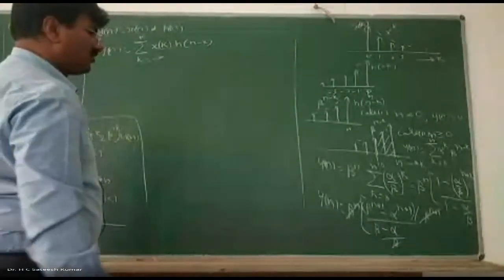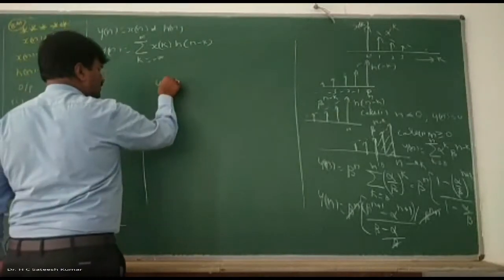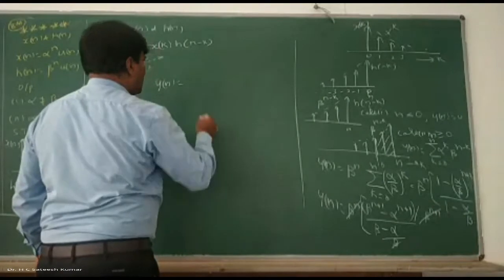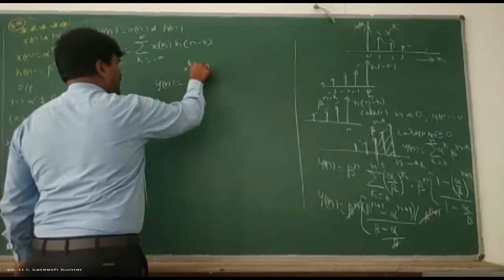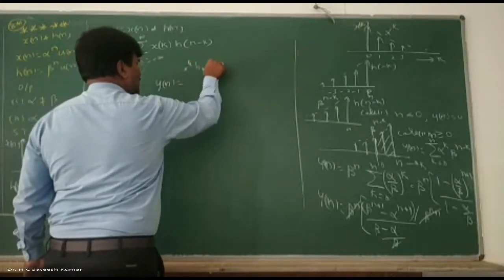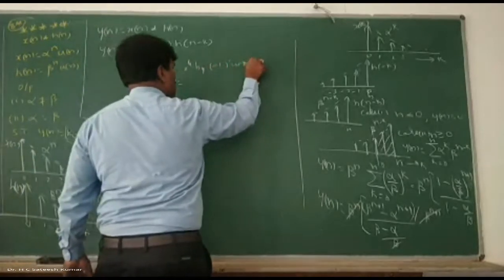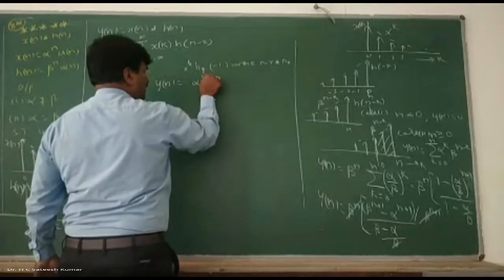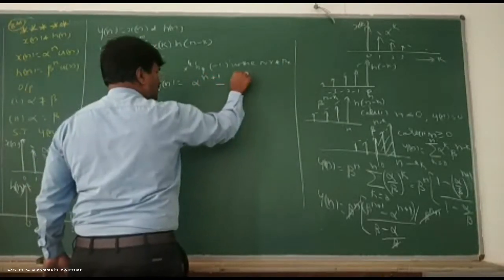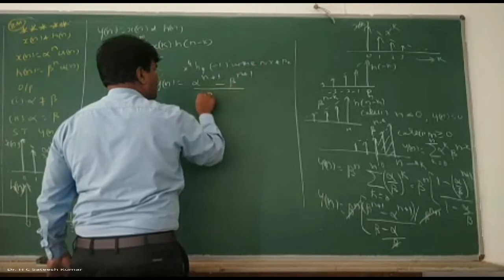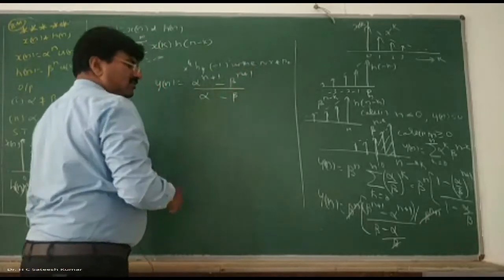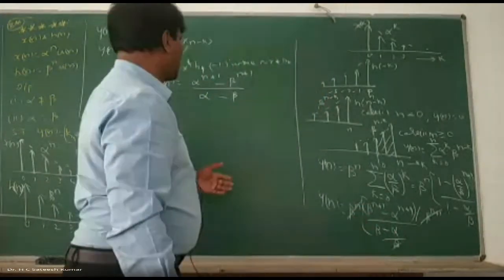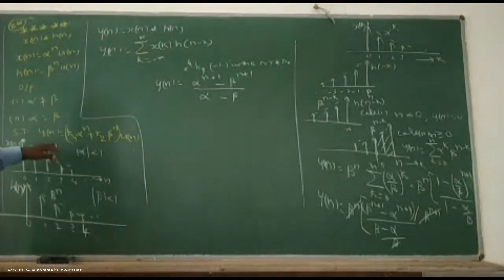Y of n is equal to, okay, multiply numerator and denominator by a negative sign. Multiply by minus 1 in the numerator and denominator. What will you get? Alpha to the power of n plus 1 minus beta to the power of n plus 1 divided by alpha minus beta. Because when you multiply by minus sign, this becomes plus, this becomes minus. Only rearranging to keep it in the standard format that he has asked.